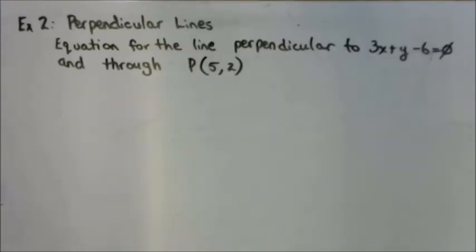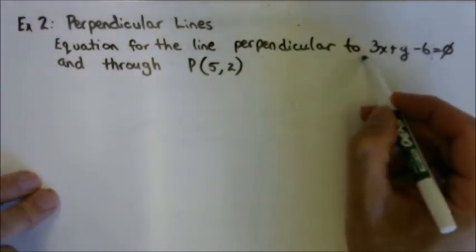In example 2, we're faced with a problem that deals with perpendicular lines. We need to come up with the equation for the line that is perpendicular to 3x plus y minus 6 equals 0 and passes through the point P at 5, 2. So again, we're dealing with perpendicular lines. That means we need to be familiar with the slope of this line.